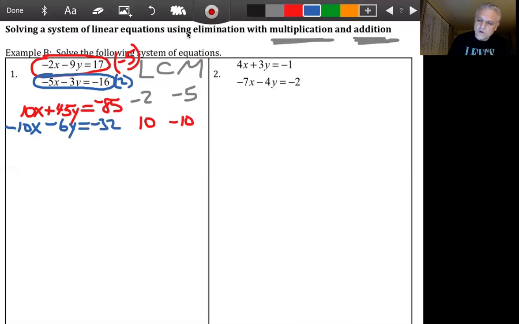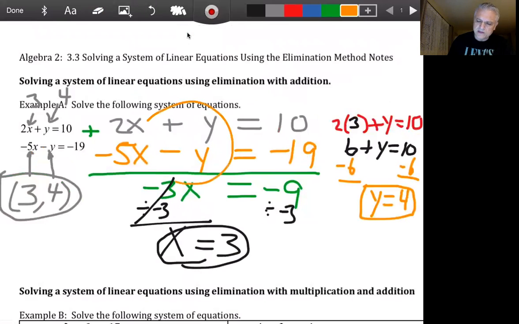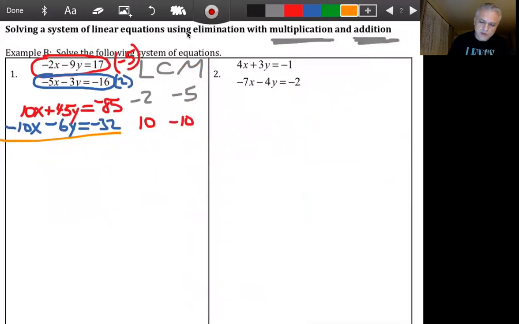Okay, so this is all set up nicely. Now it looks a lot more like the original question where we had two y terms that were exact opposites. Now we have two x terms that are exact opposites. So I can just add these two equations together. Add the x to the x, the y to the y, the constant to the constant, and bring your equal sign straight down.